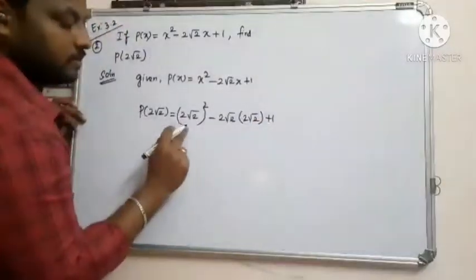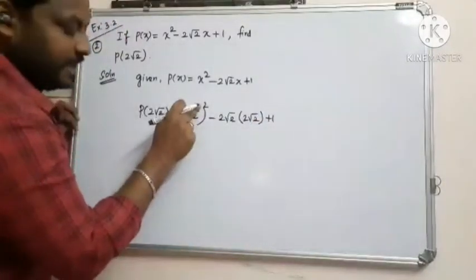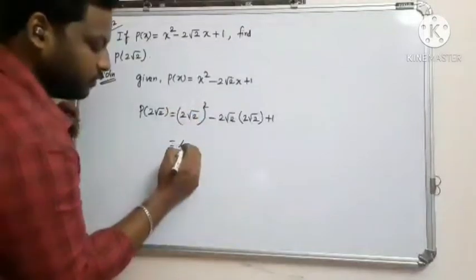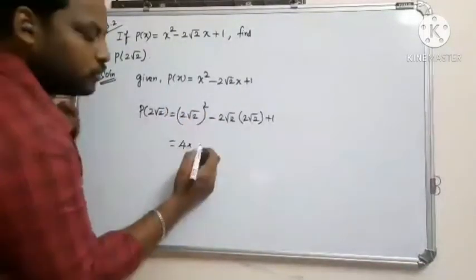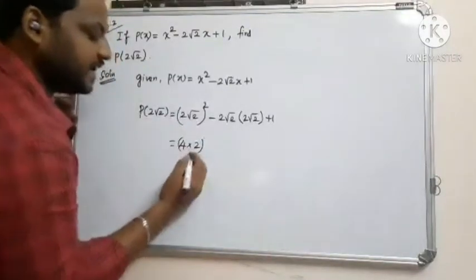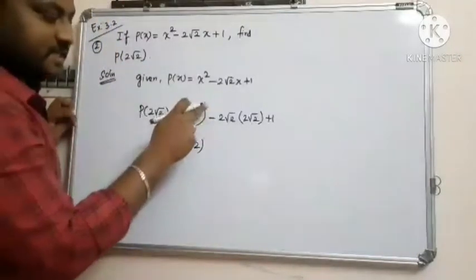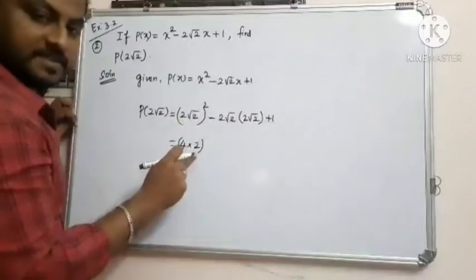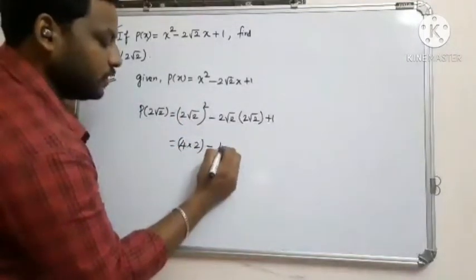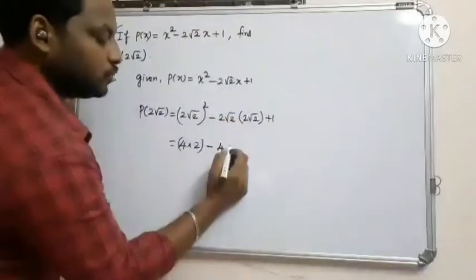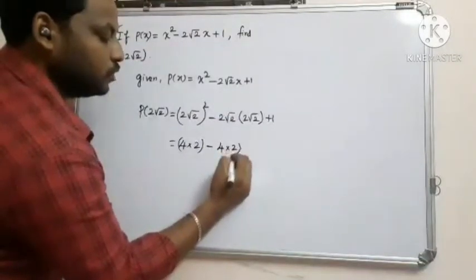So now the whole term should be squared. So 2 square is 4, into root 2 square, which is root 2 into root 2, 2. The root will be cancelled. 2 square is 4, root 2 into root 2 is equal to 2, minus 2 into 2, 4, root 2 into root 2, 2.